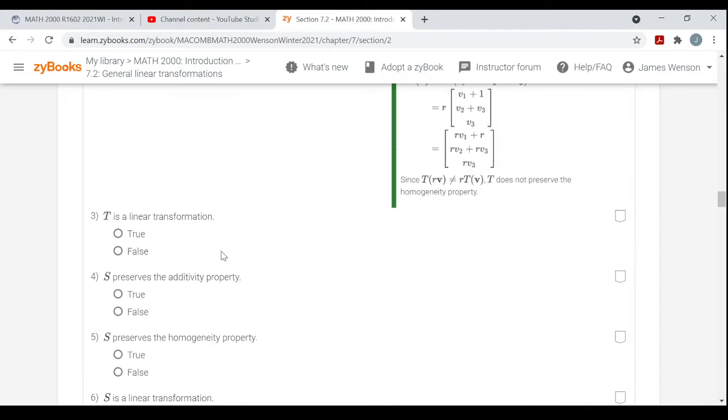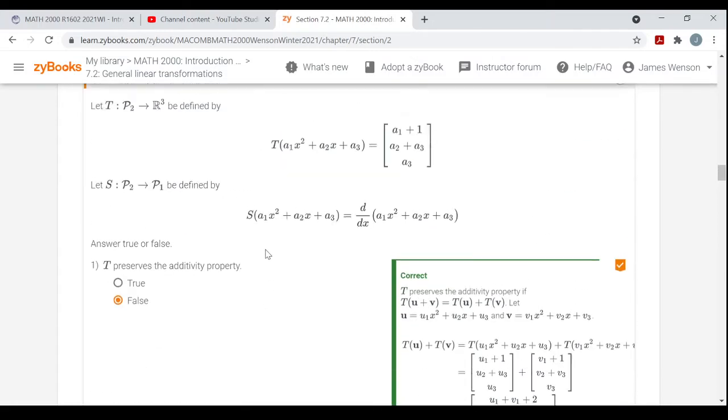Right. And then, is T a linear transformation? No way. I mean, it doesn't satisfy the homogeneity property, it doesn't satisfy the additivity property. And you can do S.